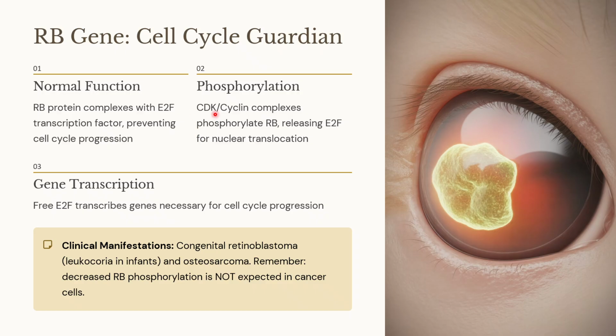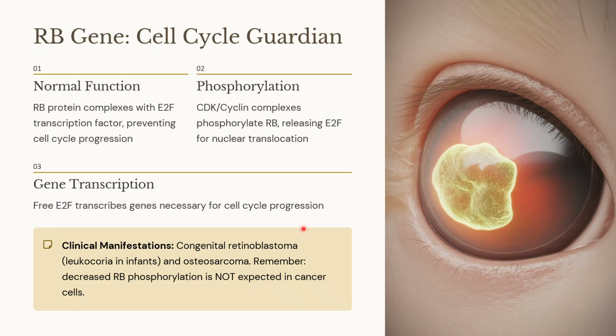But CDK cyclin complexes will phosphorylate the RB, thereby releasing E2F for nuclear translocation. This E2F will enter the nucleus and it will cause the production of many cells. So this free E2F will turn on the genes necessary for cell cycle progression.